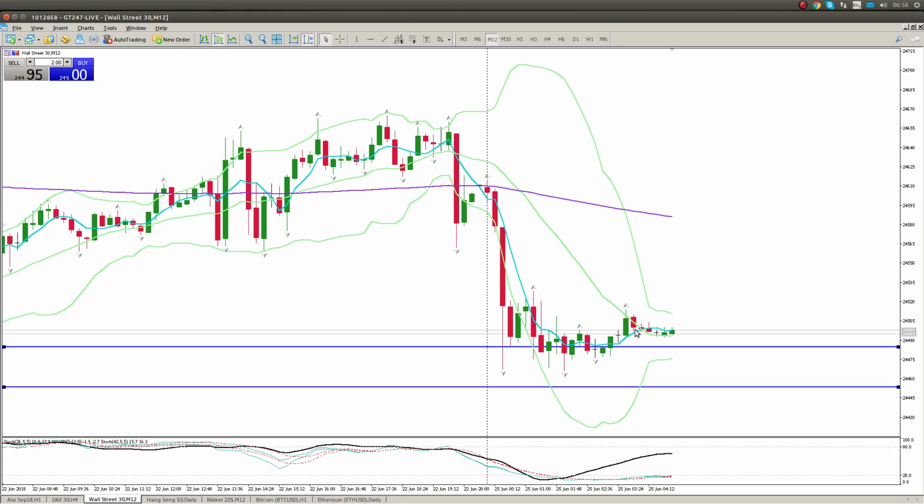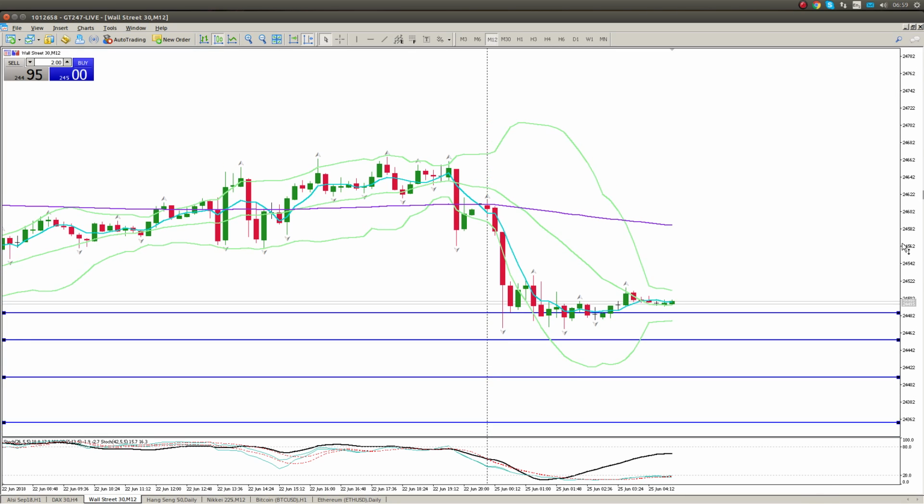You can see at the moment we're going sideways. Had a fall and we're just consolidating sideways. What may happen is we just consolidate sideways to up, US opens, and then we fall again. So yes, I think for me on the Dow it's a day of sitting on my hands. I think there are better opportunities out there.